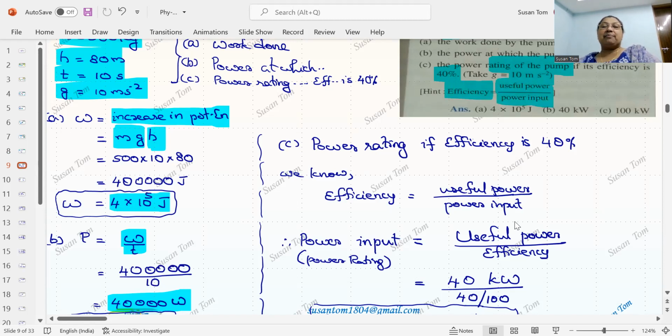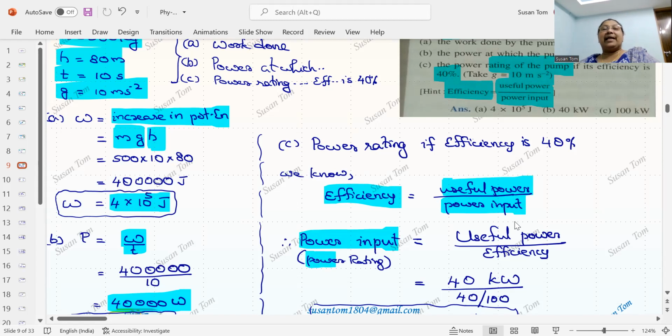Here in the question they are giving efficiency, which is equal to useful work obtained from the power input, which is the power rating of the machine. Initially, when it was bought new, it was having a higher power, that is 100% efficient. Later on, by wear and tear of the machine parts, its efficiency is reduced to 40%. That's the situation. Power rating, if efficiency is 40%: we know efficiency is equal to useful power upon power input. On rearranging, I bring the power input here, which is called the power rating of this machine, this motor. Initially, when bought, what was the power written on it? That is called power rating. That is the power input.